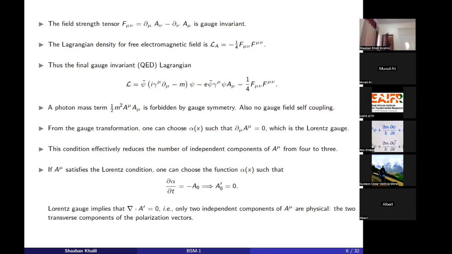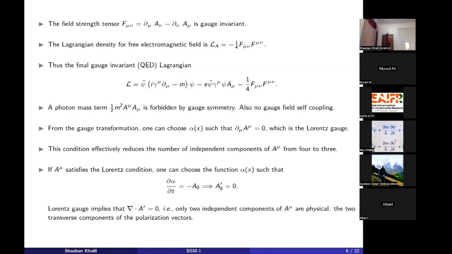Anyway, the field strength tensor is defined, for an abelian, just one vector field, as partial mu A nu minus partial nu A mu, and from this term you construct the kinetic term, or the free Lagrangian of the electromagnetic field, which is L_A, it's minus 1/4 F mu nu F mu nu. This Lagrangian is invariant under Lorentz, because the indices are dummy, and under the gauge transformation as well, because F mu nu itself is invariant: if A mu brings partial mu alpha, the partial mu alpha terms cancel, so F mu nu will remain invariant, and of course F squared will remain invariant. Then you can have the final gauge invariant QED Lagrangian in this elegant and nice form.